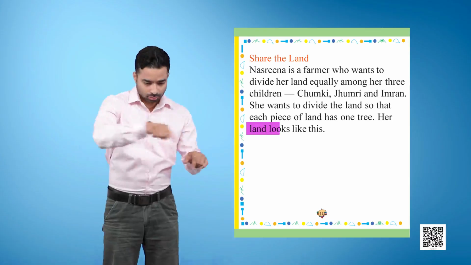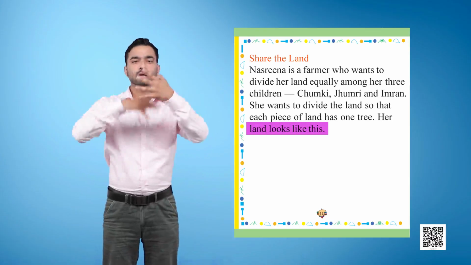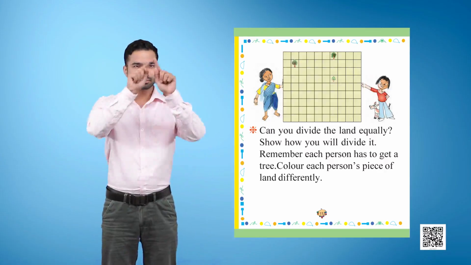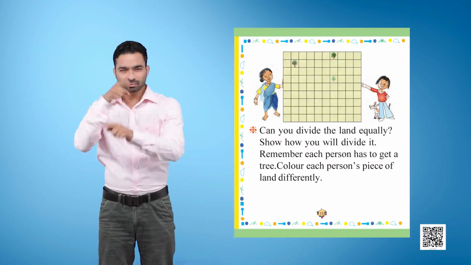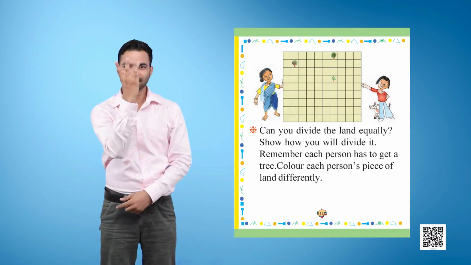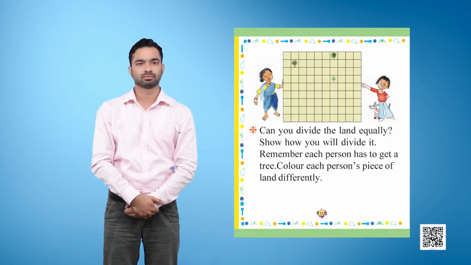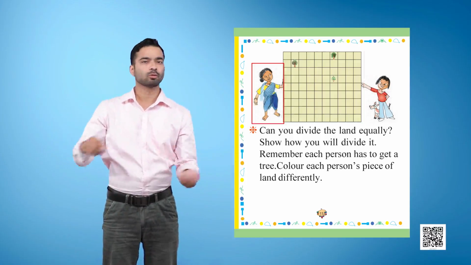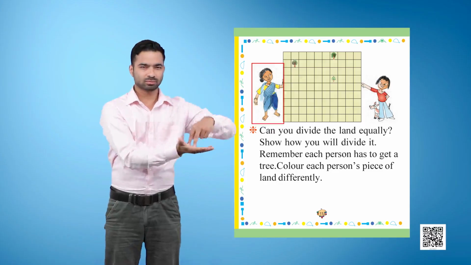Her land looks like this. We have a square grid shown here with 3 trees in it. That represents Nasrina's land. We also see Nasrina standing to the left of the land.